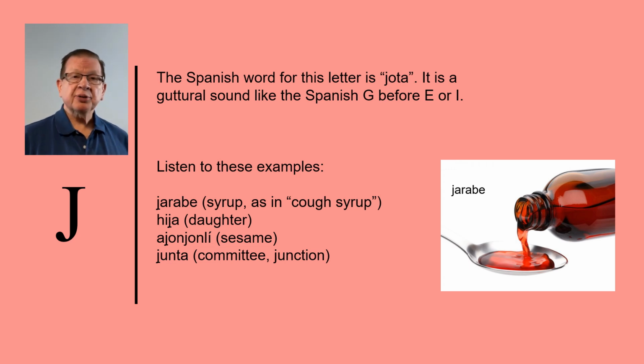J. The Spanish word for this letter is jota. It is a guttural sound like the Spanish G before E or I. Listen to these examples. Jarabe, hija, ajonjolí, junta.